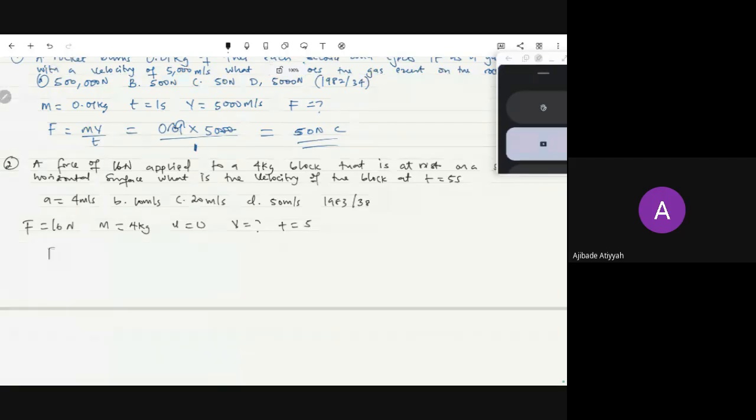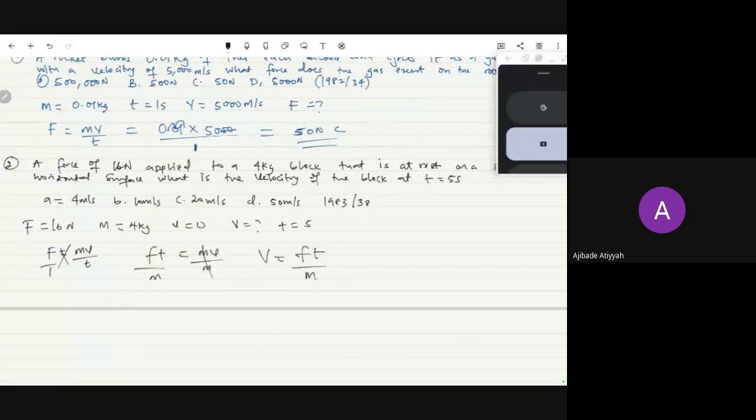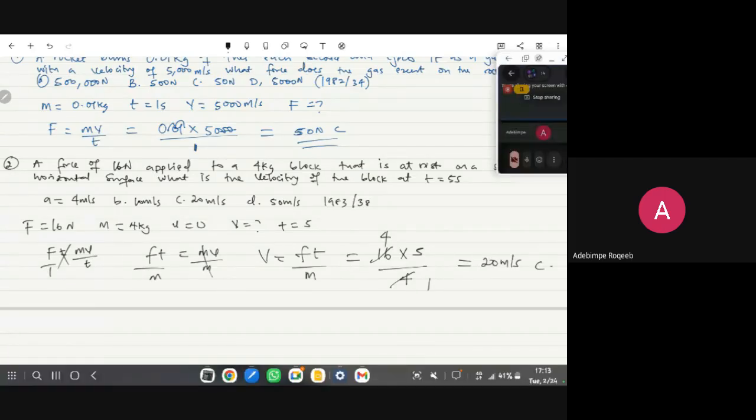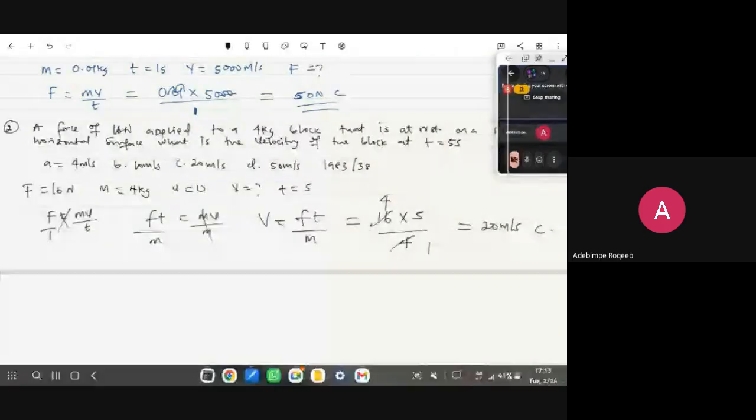So F equals MV over T. Let's cross multiply. Ft is equal to MV, divided by M on both sides, and our V is Ft over M. Our F is 16, our T is 5, and our M is 4. So 4 into 16 is 4, and 4 times 5 is 20 meters per second, option C. So anytime you have questions like this, you just have to look at the parameters you have and know exactly what to do.